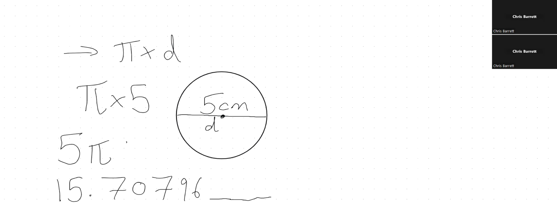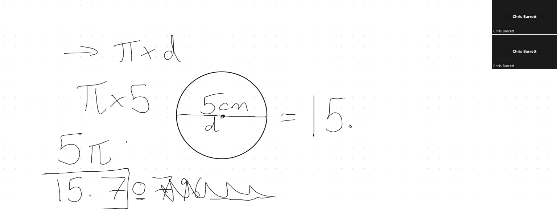For 1 decimal place, I'm going to put my box around it, so it's either going to be 15.7 or 15.8. The number 0 is my decider. Because that's a 0, my 7 stays as is. So I've got 15.7 centimeters as my circumference. I don't need to square my units because, like I said earlier, the circumference is a distance rather than an area. We only need to square our units if it's an area.